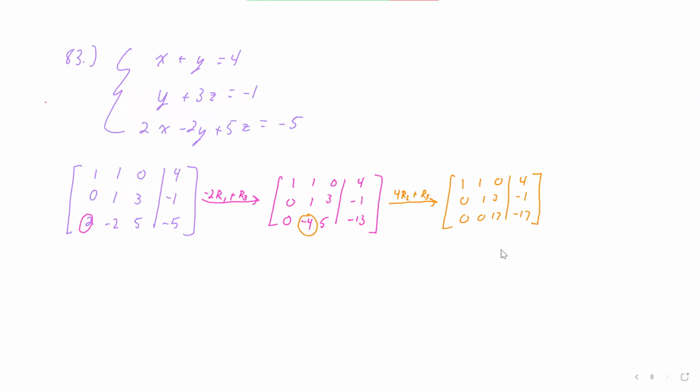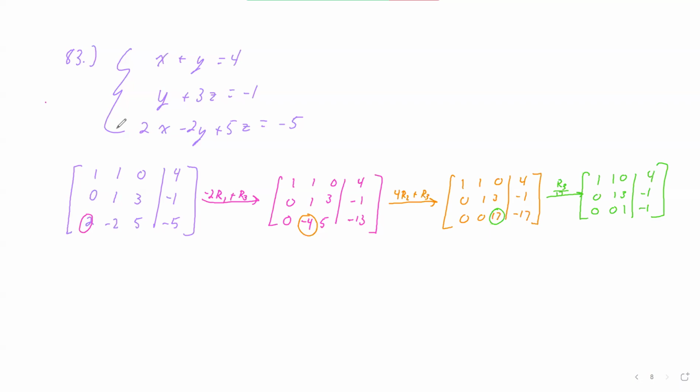Now my goal is to make this become a 1. So I'm going to do row 3 divided by 17. 0 divided by 17 is 0. 0 divided by 17 is 0. 17 divided by 17 is 1. -17 divided by 17 is -1. So now I know what z is.